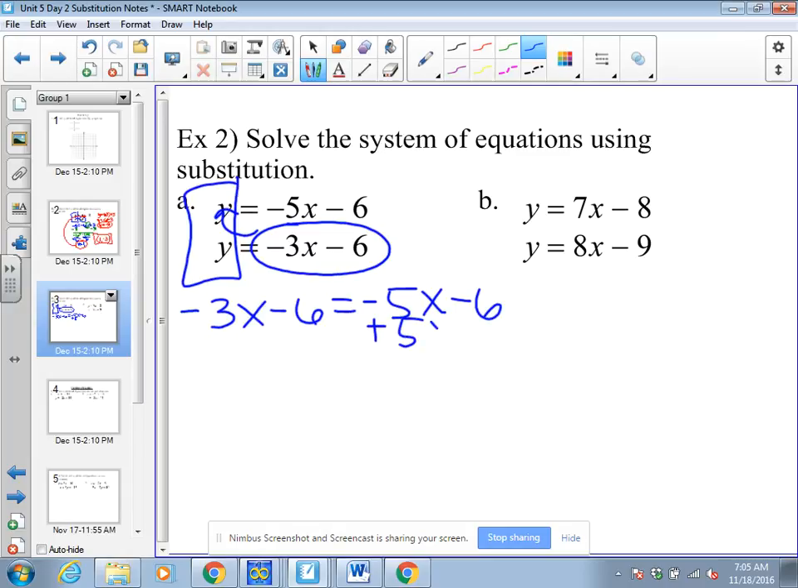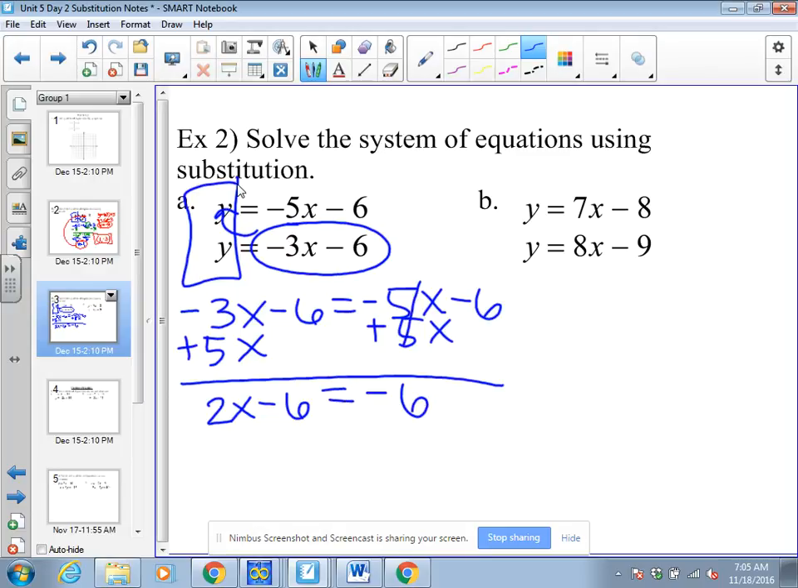So I'm going to add 5x to the other side. That gives me 2x minus 6, those cancel, and I'm left with negative 6. From here, to get x by itself, I need to add 6 to both sides. I get 2x equals 0. Then I'm going to divide both sides by 2. And we know that 0 divided by anything, that's 0.